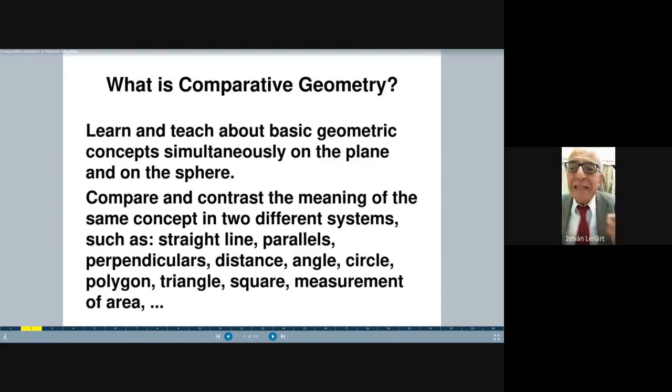So we try to introduce the simplest things. What is straight? What is parallel? What is perpendicular? What is distance, angle, circle? And so on. What are these things on the plane, and what will change or not change on the sphere? Please go up.